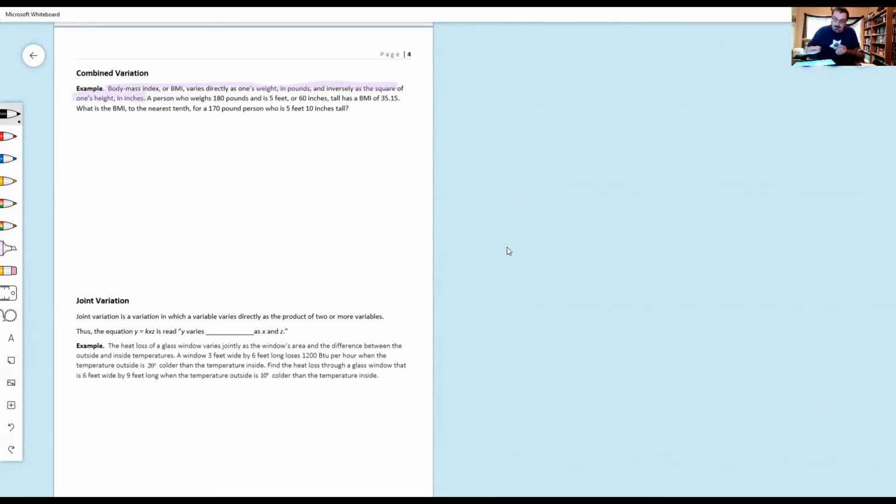So BMI, I'm just going to call that B. B equals K, and then directly as one's weight, so K times W, over, inversely as the square of one's height. So it's the square of height. So over H squared. That's it. Now when I find K, I have four variables, B, K, W, and H. In order to find K, I need a sentence that has a B, a W, and an H.